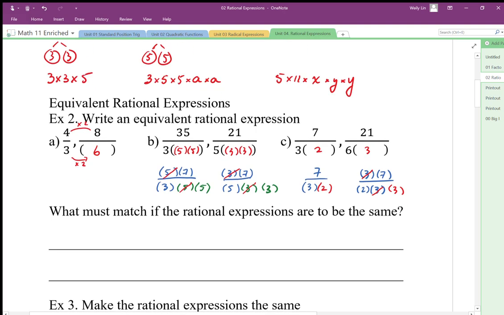So what must match if the rational expressions are to be the same? All the factors in the numerator, and this is important, the factors. This is really important to be able to analyze these rational expressions in terms of parts. All the factors in the numerator and denominator must match.